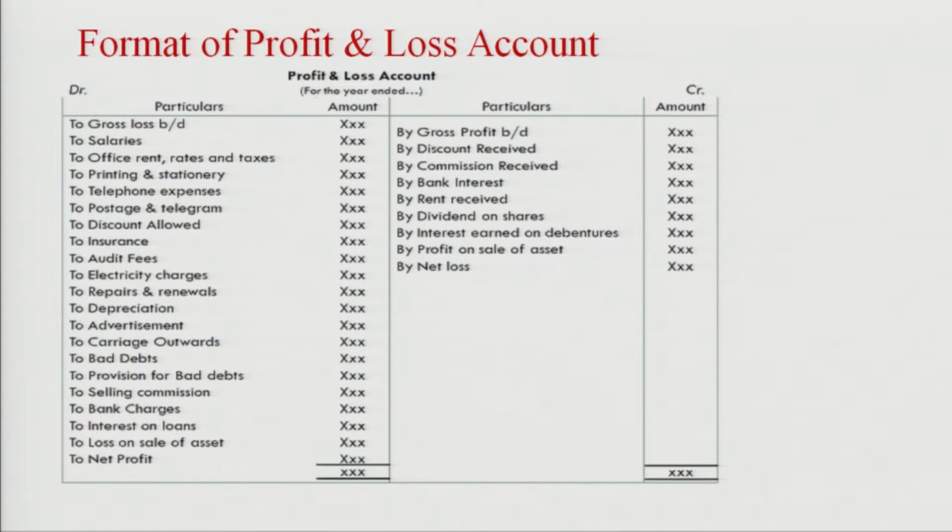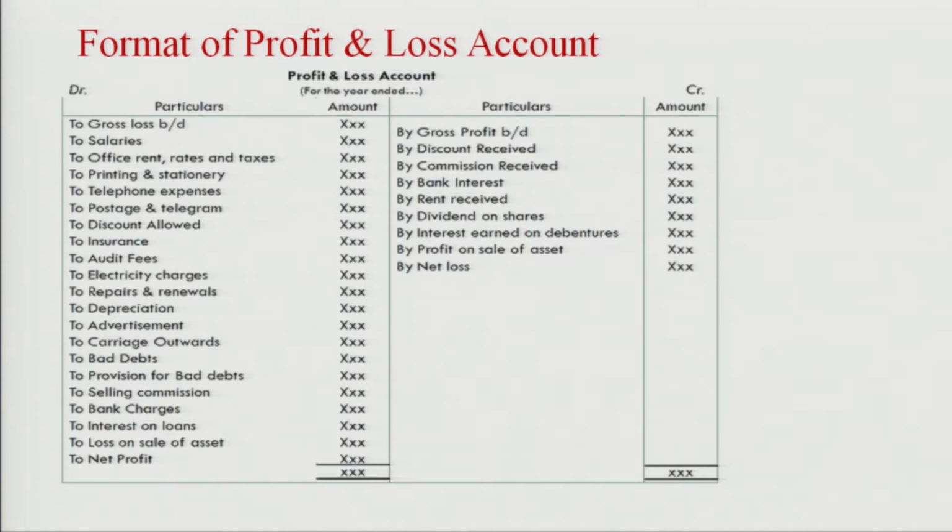office rent, printing and stationery, telephone expenses, postage, discount allowed, which means discount paid, insurance payment, audit fees, electric charges, repairs and renewals, depreciation, advertisement, carriage outward, bad debts, provision for bad debts, selling commission, bank charges, interest on loan, loss on sale of assets, etc. So, this is one thing you need to understand, the carriage outward.